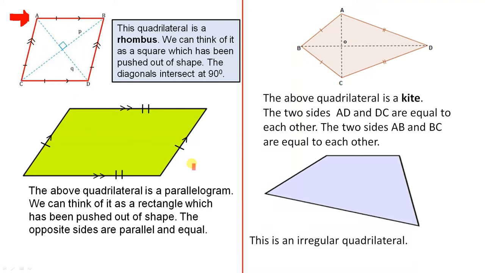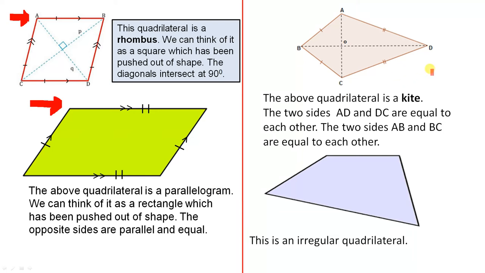The above quadrilateral is a parallelogram. We can think of it as a rectangle which has been pushed out of shape. The opposite sides are parallel and equal. So there it is again, pushed out of shape this way. Think of this rectangle here. See that shape there? Looks like a rectangle. Push that corner, and that's what you get. And it's called a parallelogram.